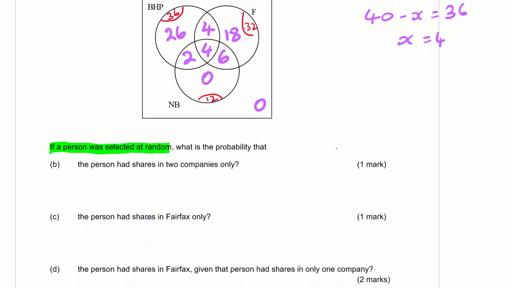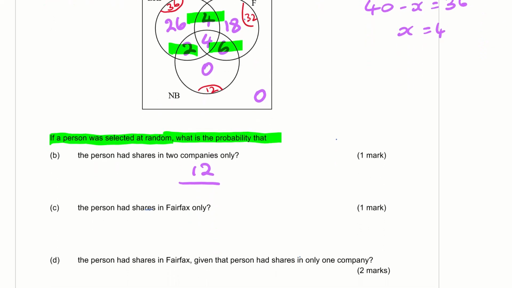If a person was selected at random, what's the probability that the person had shares in 2 companies only? So those people are going to be here, here, and here. And so that is 12 out of the total of people asked, which was 60.